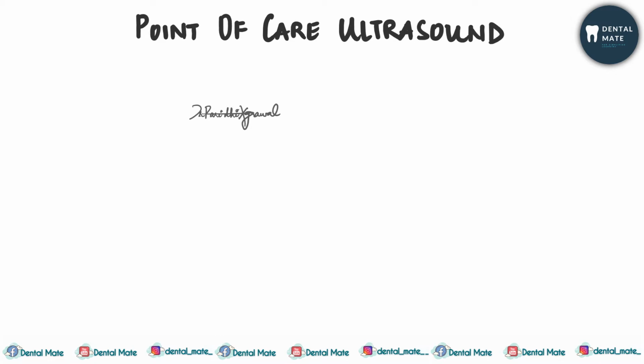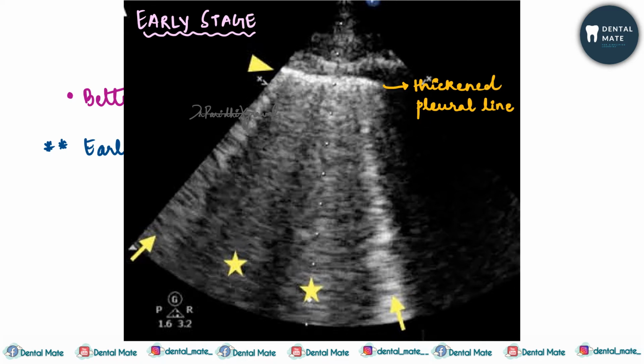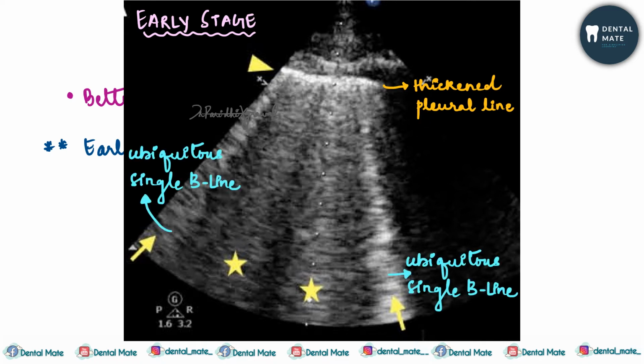Next is the point of care ultrasound or POCUS. See, this is better than chest X-ray because there is early detection of subpleural consolidation with POCUS. Okay, so this is an early stage of the point of care ultrasound. In early stages, what we can see is the horizontal line, the pleural line, which is thickened. Okay, so there is thickened pleural line.